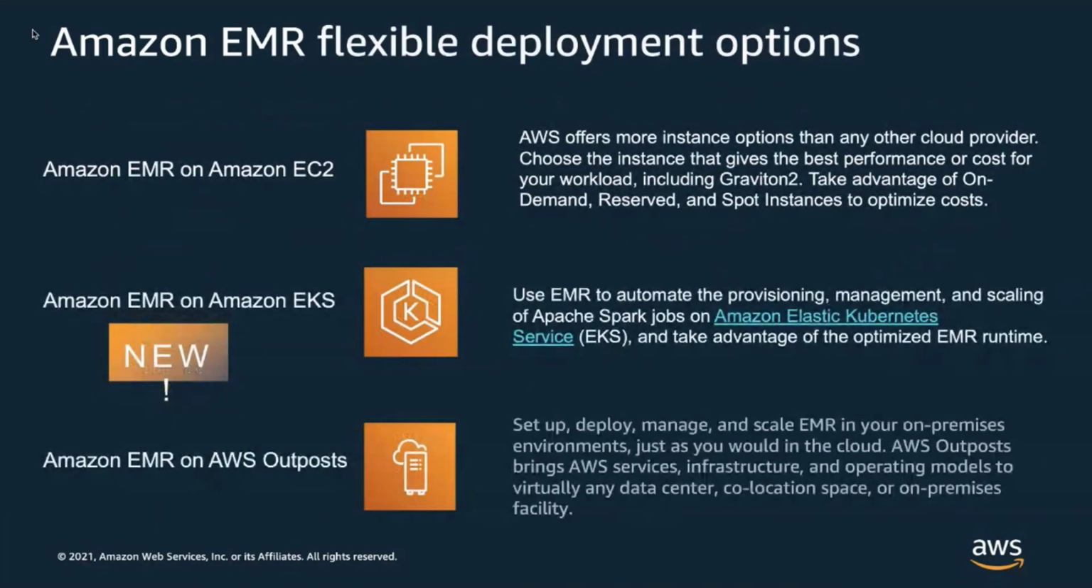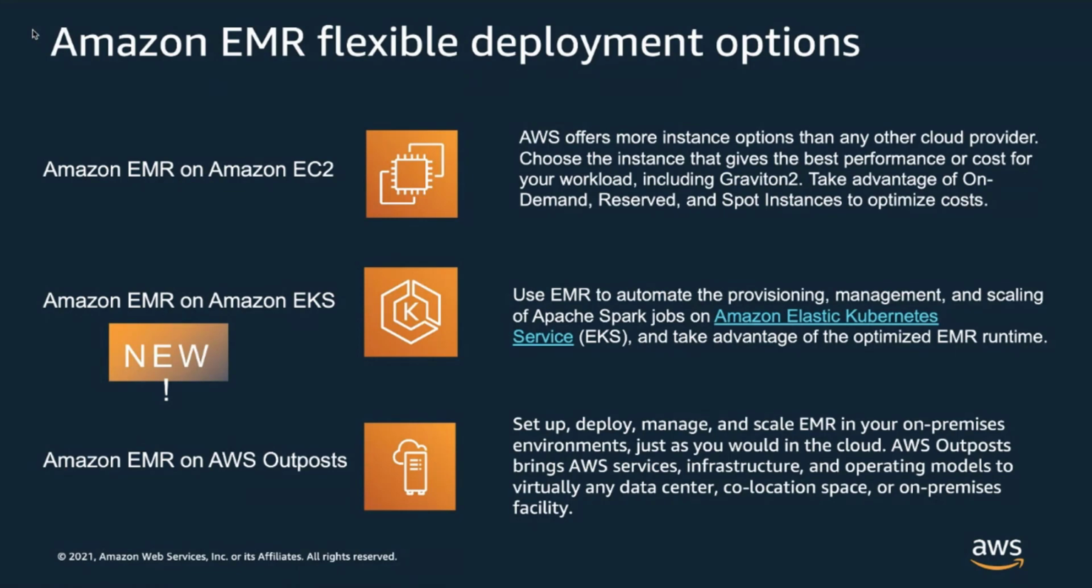So in the past, you might be used to EMR on EC2, where you go in there and you pick your instance types, you pick how many you want, and you spin up that cluster. And we, again, provision all the infrastructure and deploy all the software. And that's been the typical way to deploy EMR up till late. At the end of last year, we also announced EMR on EKS.